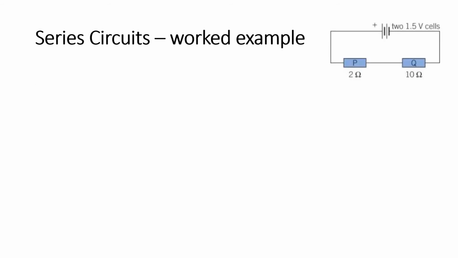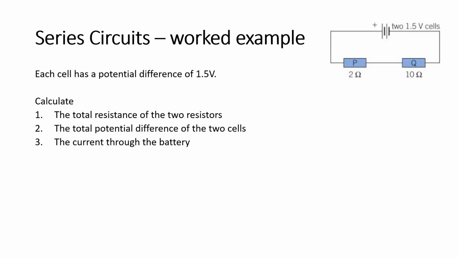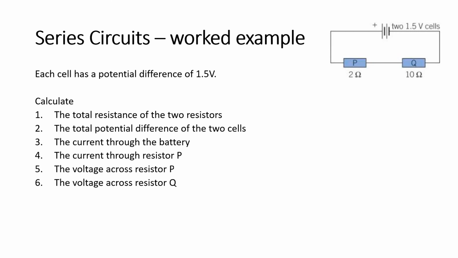Let's look at an example to see how this works in practice. For the circuit in the top right-hand corner, each cell has a potential difference of 1.5 volts. You need to calculate the total resistance of the two resistors, the total potential difference of the two cells, the current through the battery, the current through resistor P, the voltage across resistor P, the voltage across resistor Q, and what you notice about the voltages across resistors P and Q.